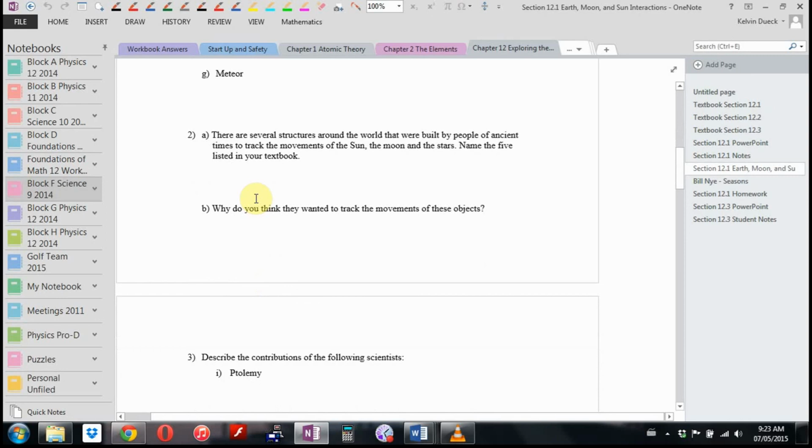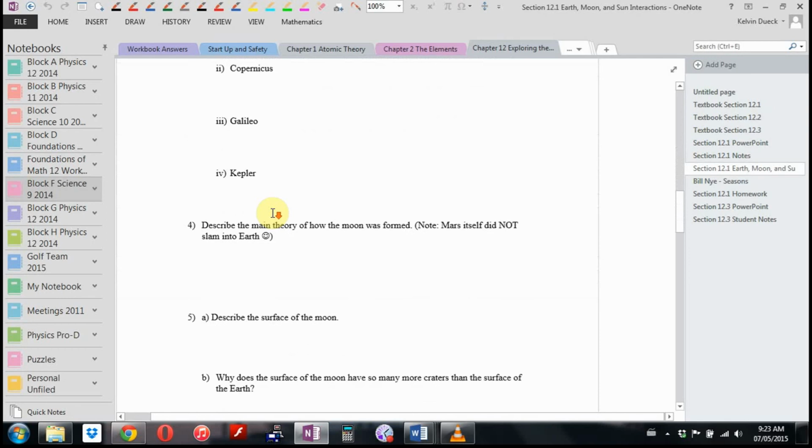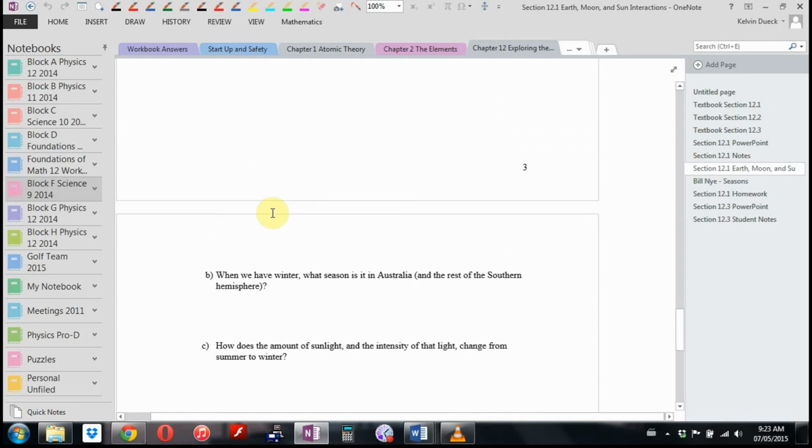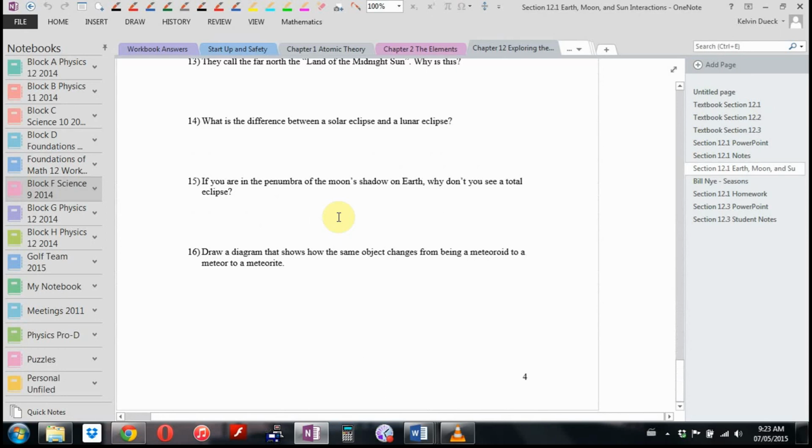Number 2 says list several structures that were built by people of ancient times. There's 5 listed in your textbook. So basically, read through the textbook and you can fill in these notes as we go along as well. This is your little study guide for section 12.1.